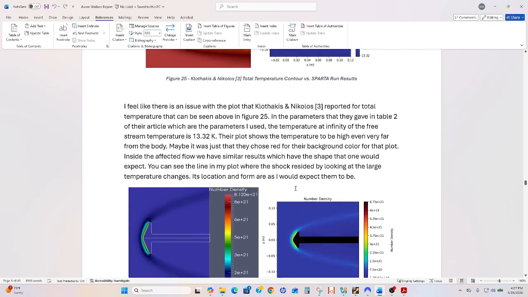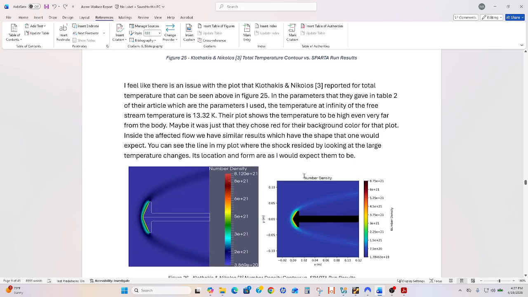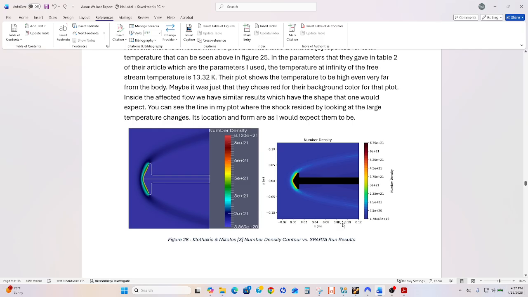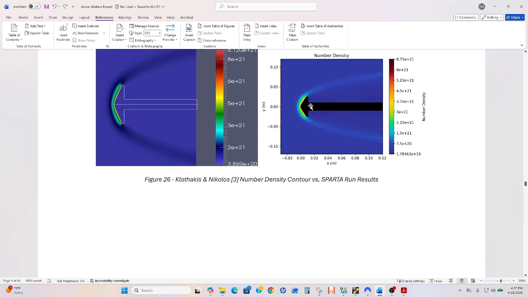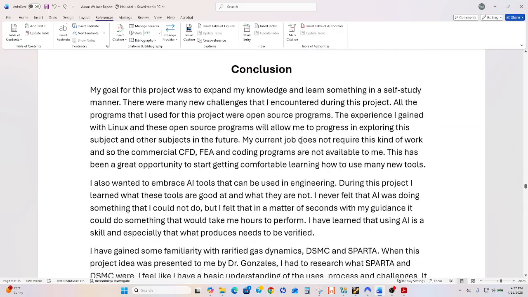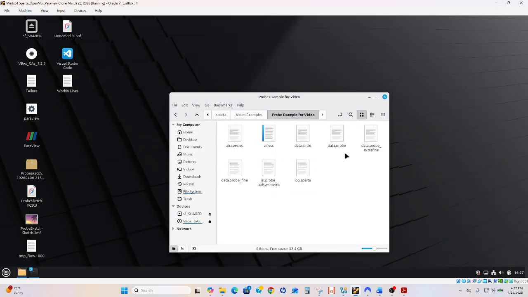Let's see. So we get down to talking about the number density, and you see his maximum is much greater than mine. I mean, it's not double, but it's a third more. But you can see the number density is, as you would expect, piling up at the front of the probe. As it's going through there, it's packing up into here, and that would be what you would expect. All right, so I think that covers it.